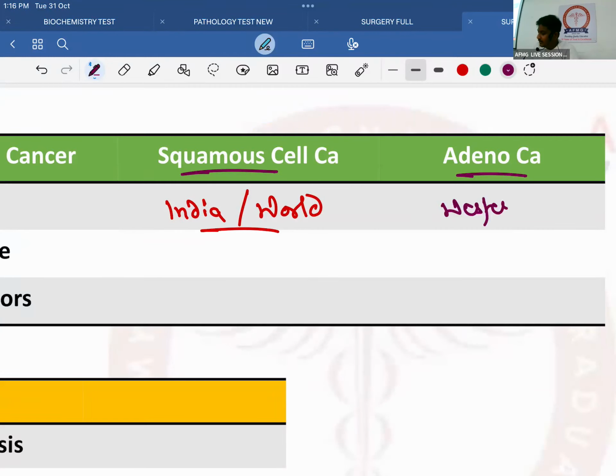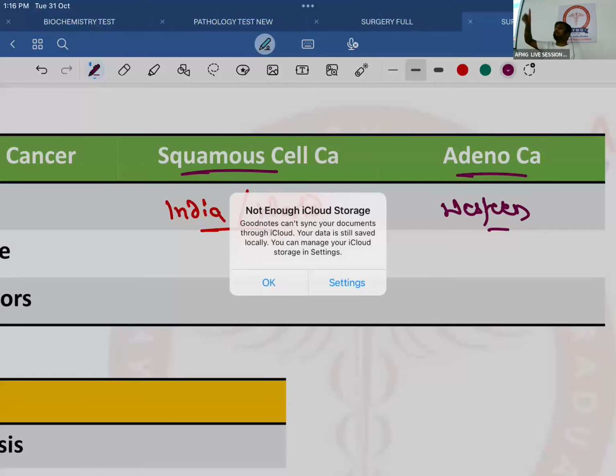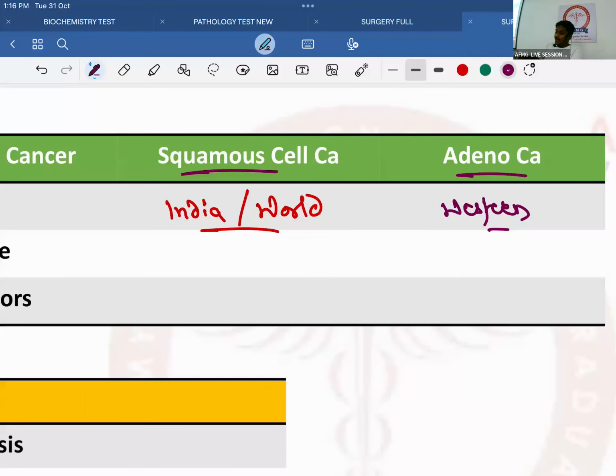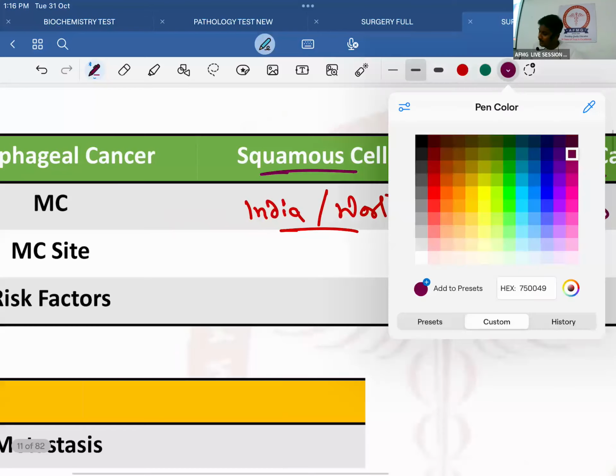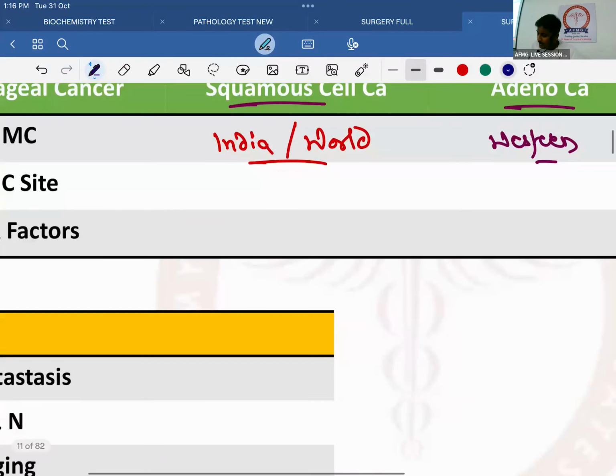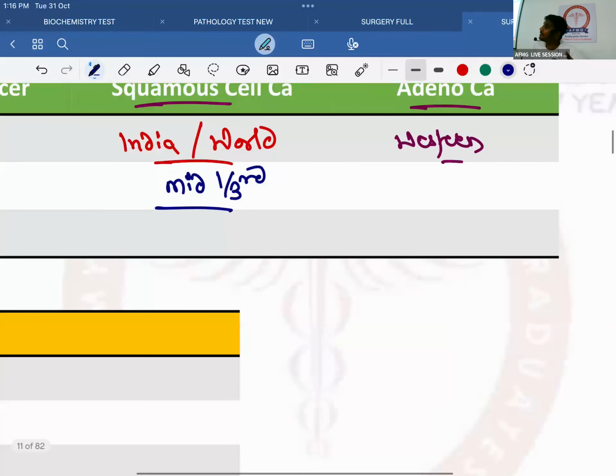Why in the Western world? Food habits mainly. Why? Because all that junk food habits are going to cause GERD. और उस GERD की वजह से Barrett's esophagus. Barrett's esophagus की वजह से dysplasia, and dysplasia की वजह से adenocarcinoma finally. Shabash. Important, squamous cell carcinoma is more common in which part of the esophagus? Middle one third. And adenocarcinoma in the, because GERD and Barrett's both happen in the lower one third of the esophagus.